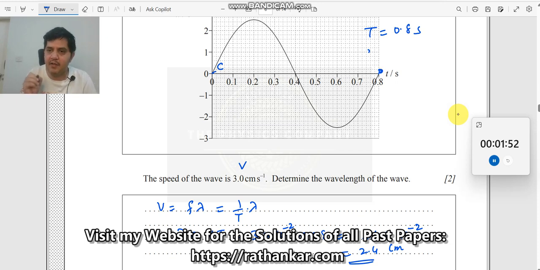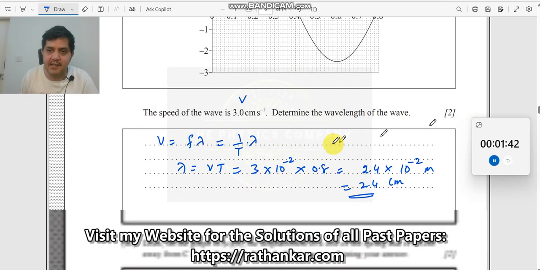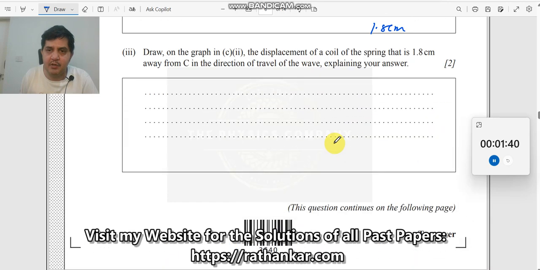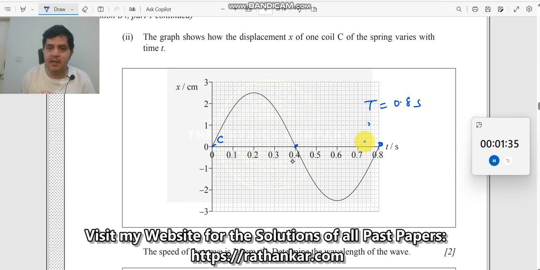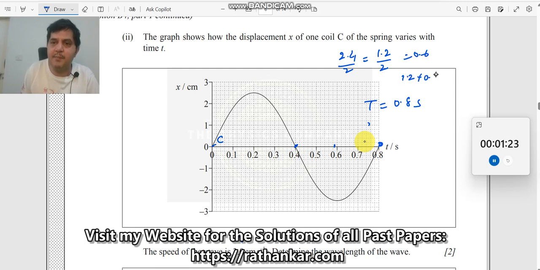And if I say take a point which is 2.4 divided by 2, which is 1.2 centimeter away from point C, this will be the point over here. But what is being asked? He is not asking 2.4 or 1.2, but he is asking 1.8 centimeter. Where will 1.8 centimeter be? 1.8 centimeter would be somewhere in the middle. Why the middle? Because 2.4 divided by 2 is 1.2, and 1.2 divided by 2 is 0.6, right? 1.2 plus 0.6 is 1.8. Therefore 1.8 will be 3/4 of the wave.